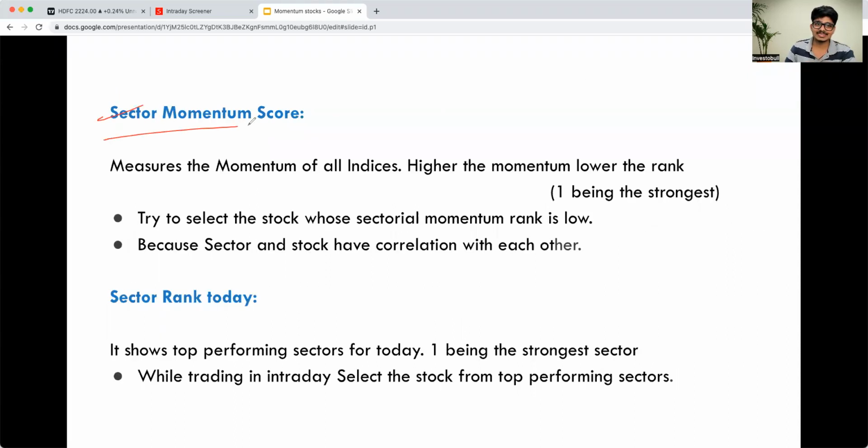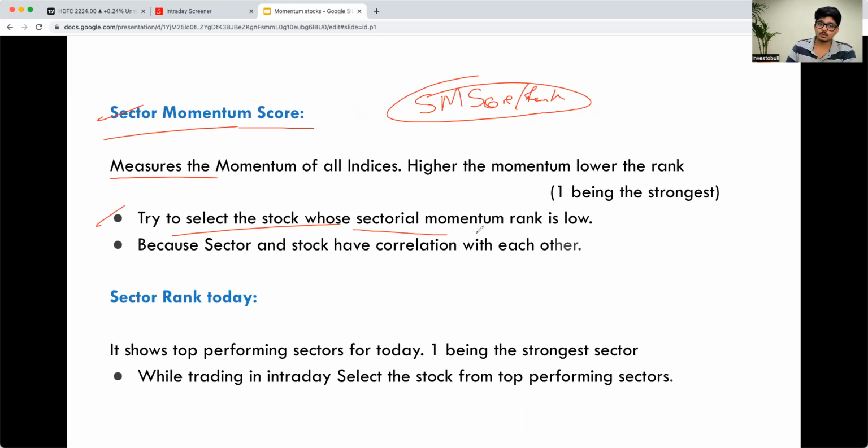So what do you mean by sector momentum score? We have already discussed stock momentum score or rank earlier. There we were comparing stocks, but here we are comparing sector performance. If a sector is performing really well, there is a high probability of that specific sector performing really well even in the upcoming few days. So that is what we assume.